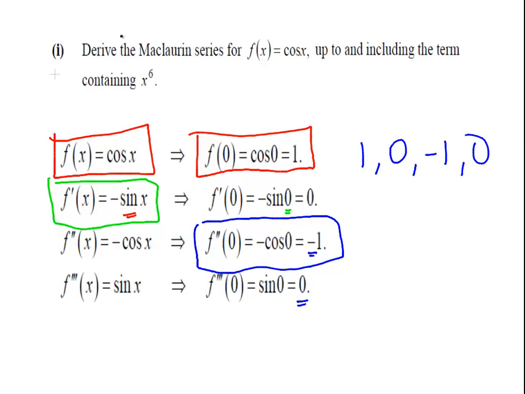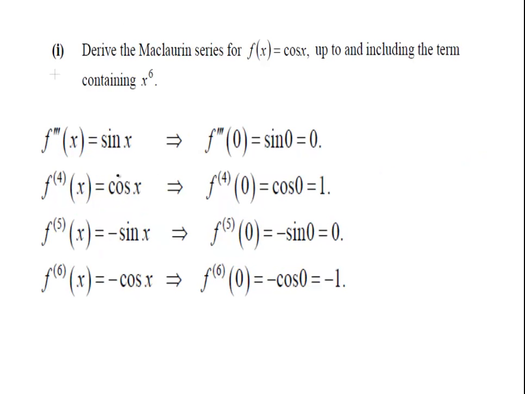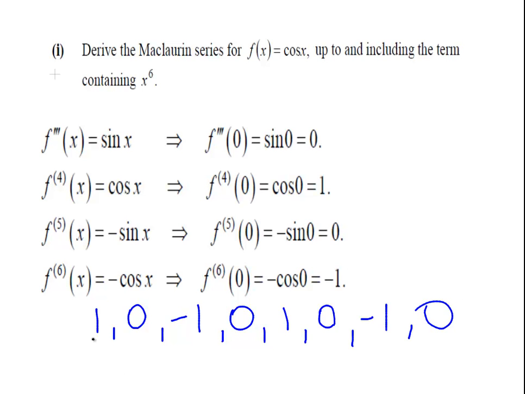Now we keep going at that for a while. It gets a bit long and tedious, but essentially we're just evaluating cos and sine, or minus cos and minus sine, at 0. And what was happening is that we're getting a pattern like this: 1, 0, minus 1, 0, 1, 0, minus 1, 0, and so on.